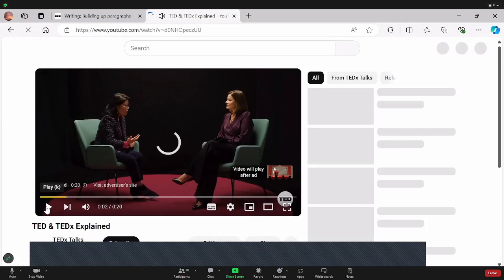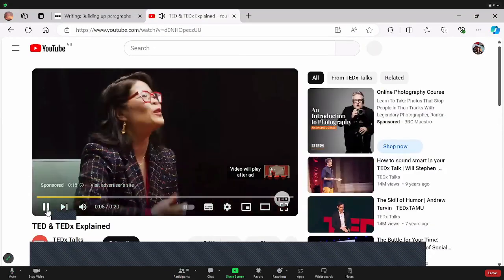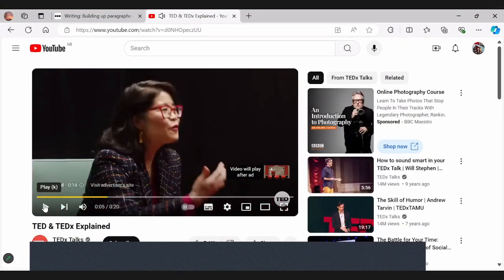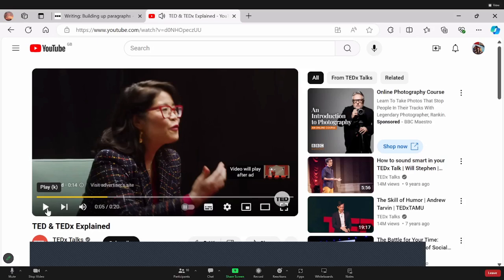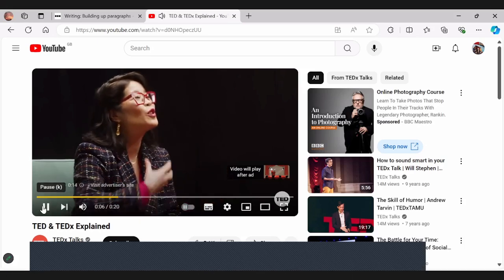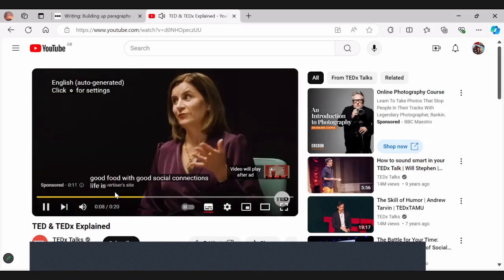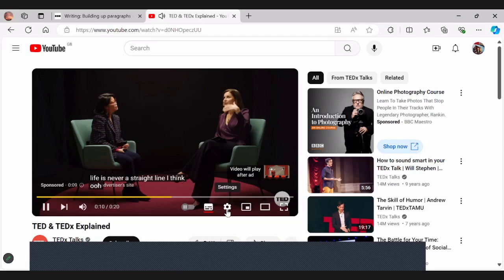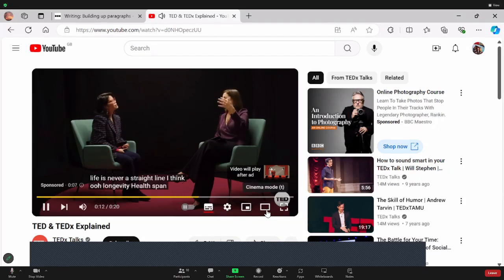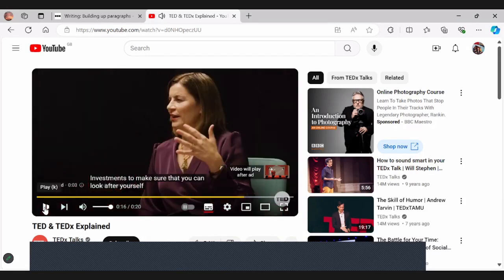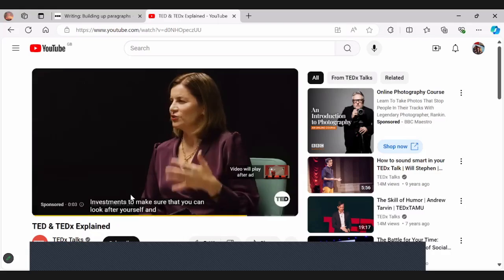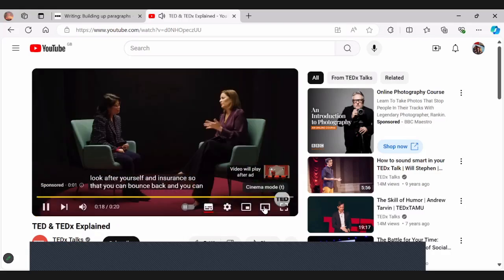How to make the brain healthy with good sleep, with good food, with good social connections. Life is never a straight line. Longevity, health span, savings and investments to make sure that you can look after yourself, and insurance so that you can bounce back and you can look after your family.